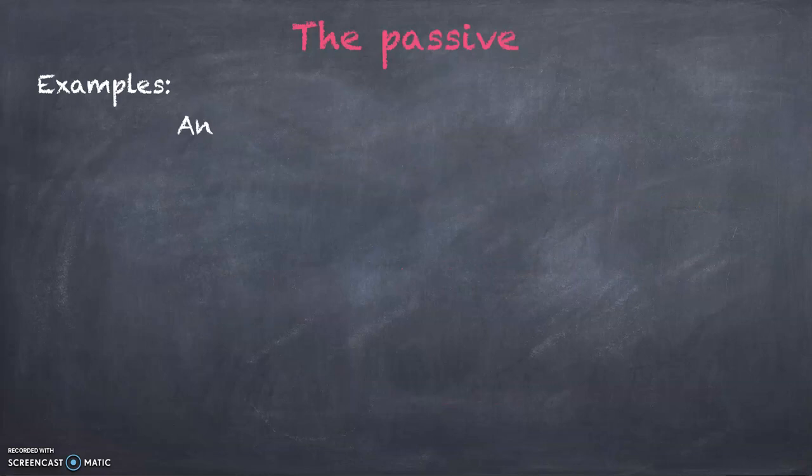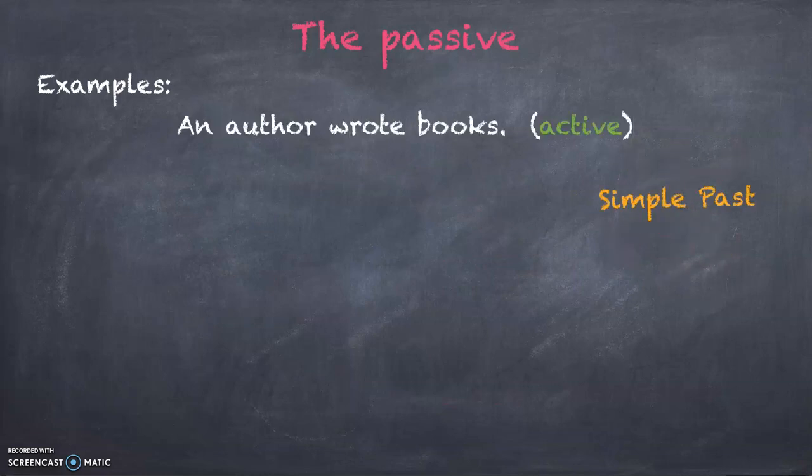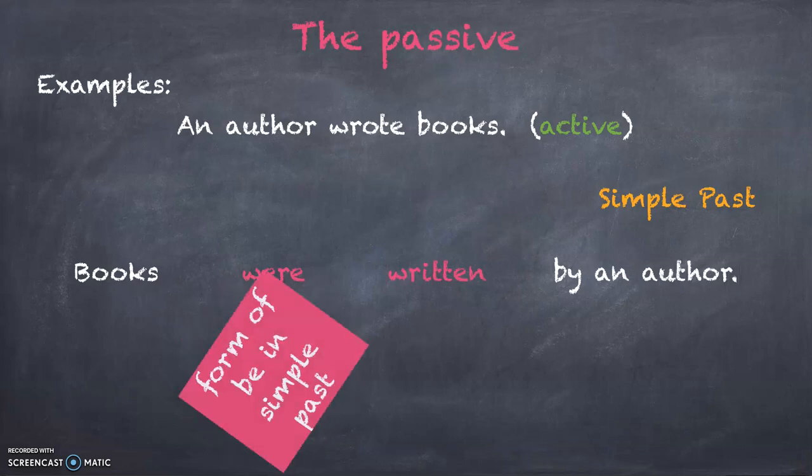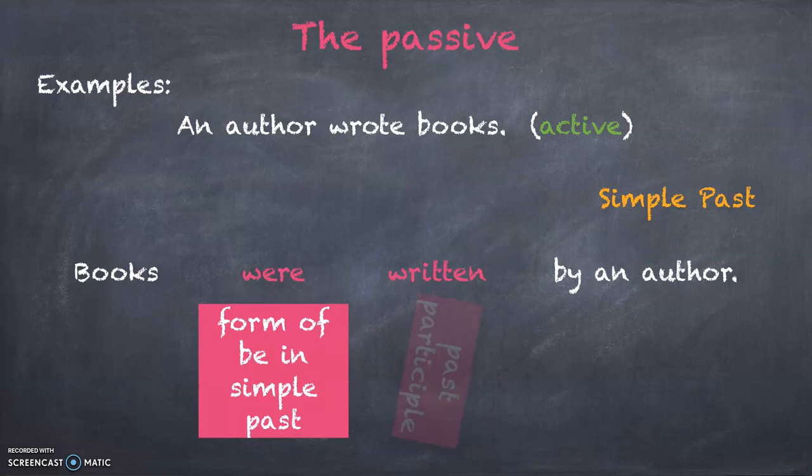In the next example, we have a sentence in simple past. An author wrote books. In the passive, this sentence is: books were written by an author. Again, we start with the object of the active sentence. Then we have a form of be in the past. We have the past participle and the by agent, by an author.